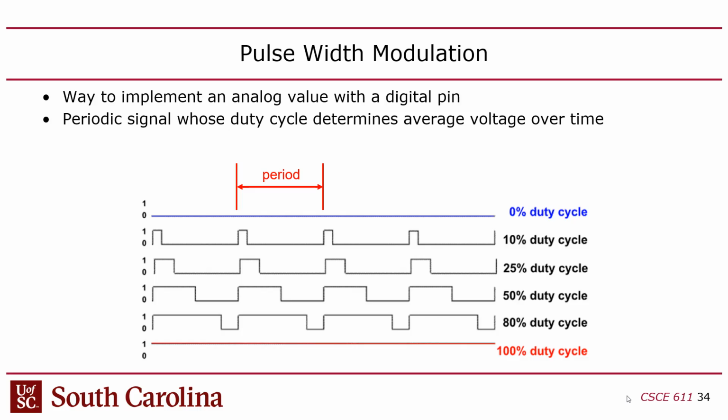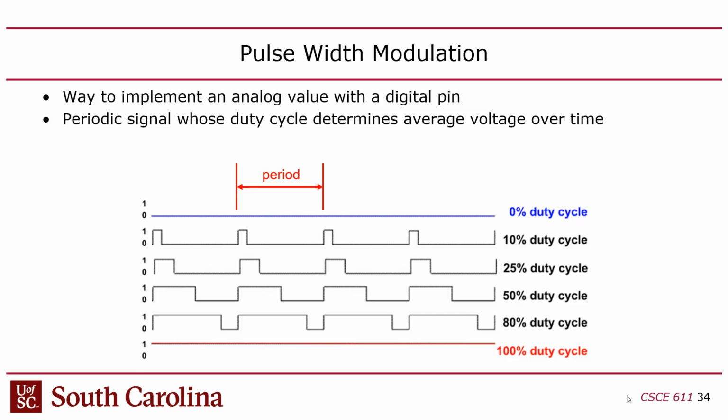Okay, so for example, if you have a 10% duty cycle, that means the signal is a 1 for 10% of the period, and it's a 0 for 90% of the period. So it kind of looks like a clock signal, except clock signals typically have a 50% duty cycle, whereas a PWM has a variable duty cycle. And the duty cycle is designed to change over time. So as you look from period to period, that duty cycle may be changing.